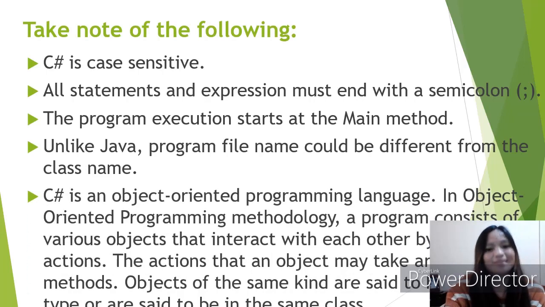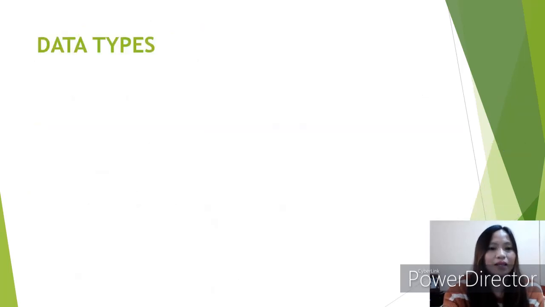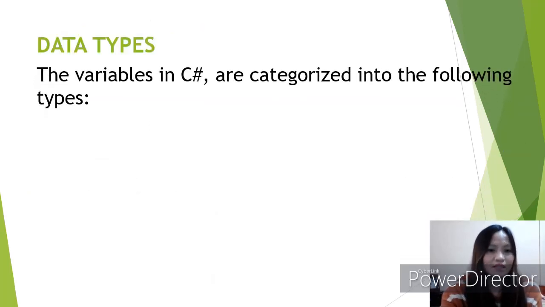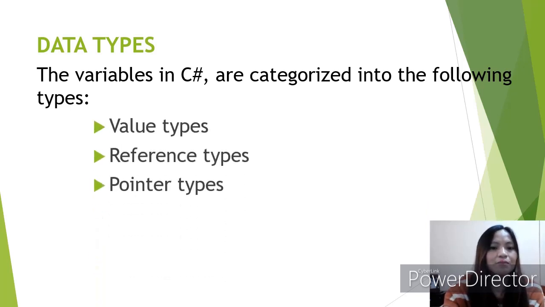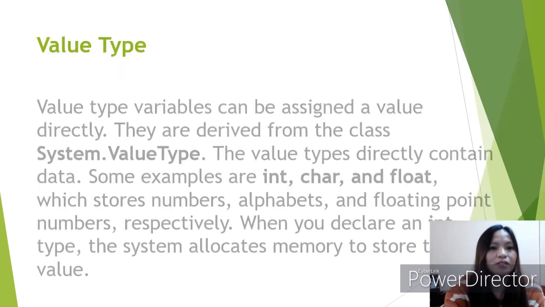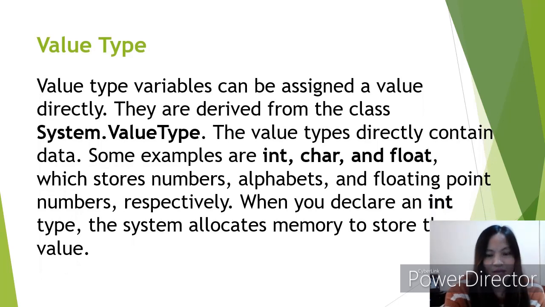So, please take note of the following. The variables in C# are categorized into the following types: value types, reference types, and pointer types. Let's pay attention to value types. So there, the most common value types are int, char, and float.